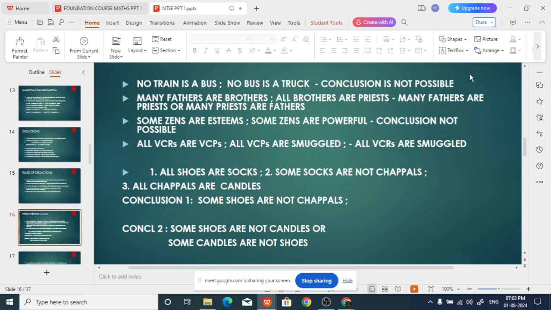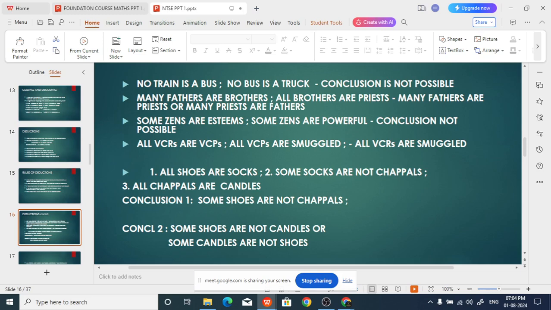Okay, second question, let us go. Many fathers are brothers. All brothers are priests. The first statement is many fathers are brothers. What is the type of statement? Particular positive. Many, few, some or several, all have the same meaning as far as deductions are concerned.